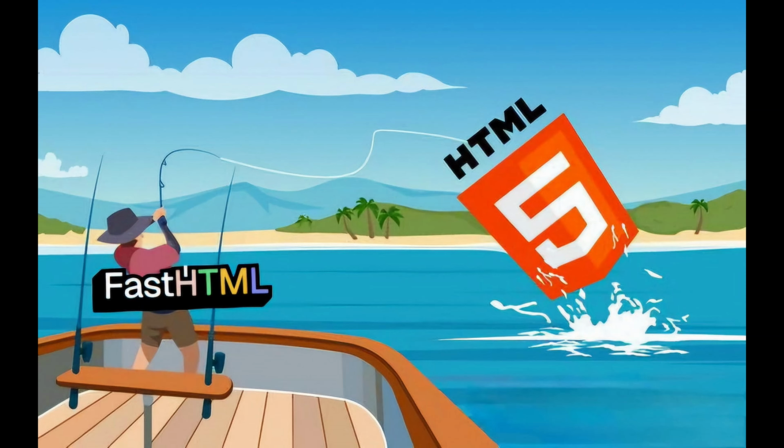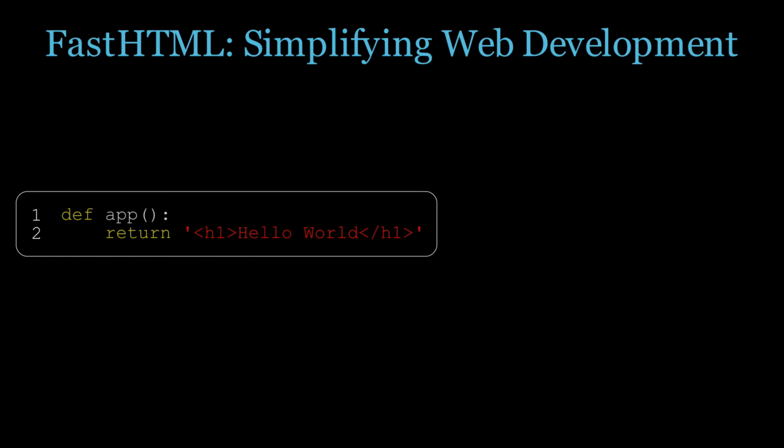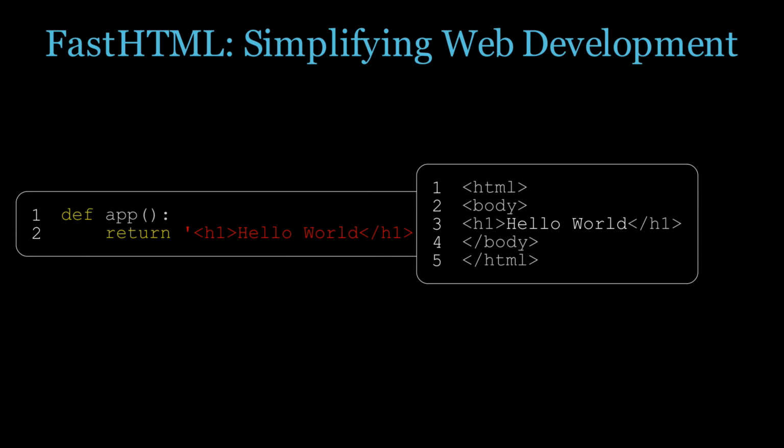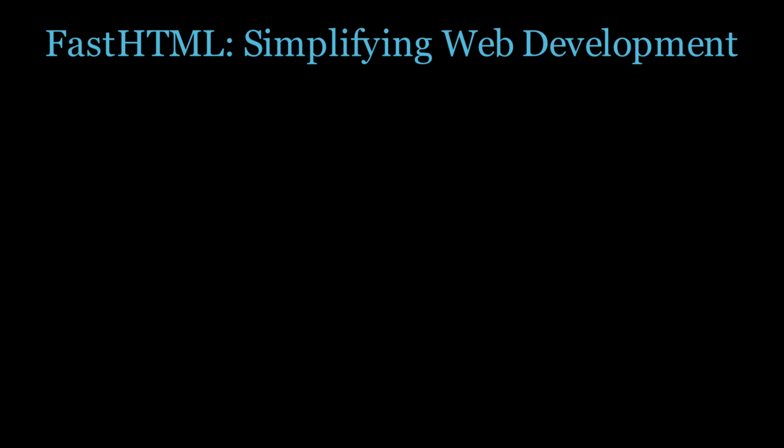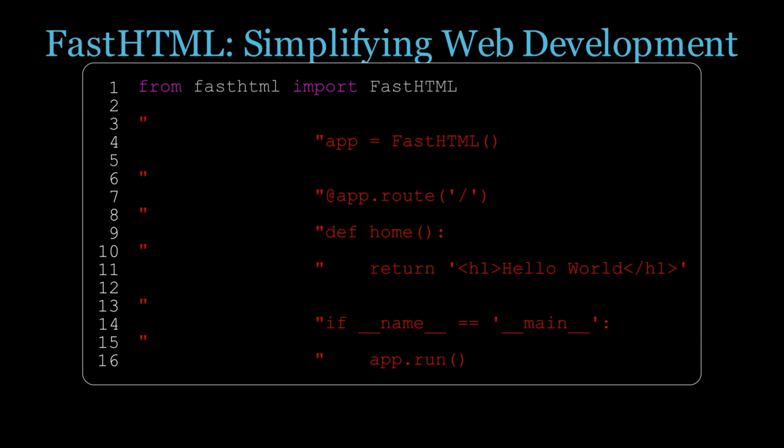So how does it work? With FastHTML, you write your entire application in Python. The framework uses a direct mapping to HTML, meaning Python functions become HTML tags. It's intuitive, powerful, and cuts down on the amount of code you need to write.